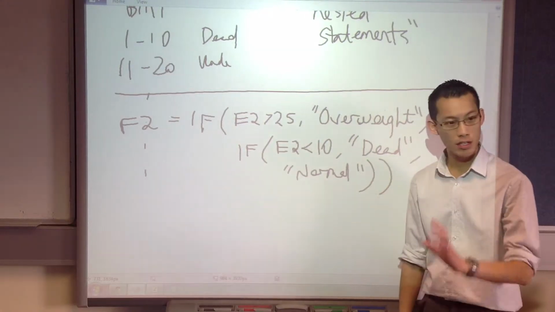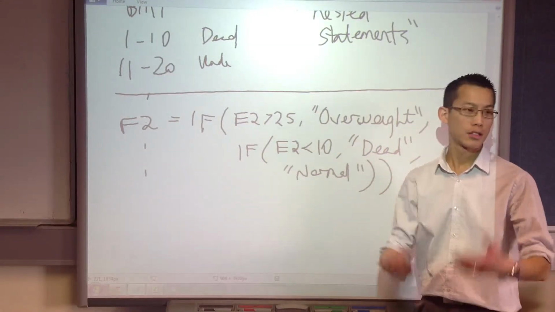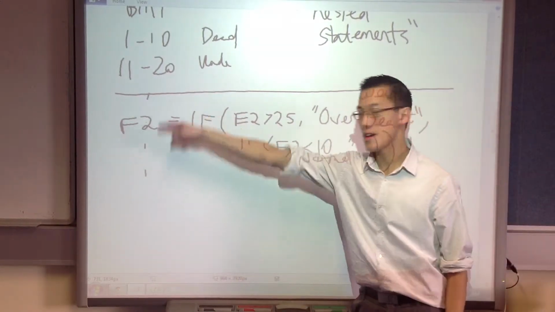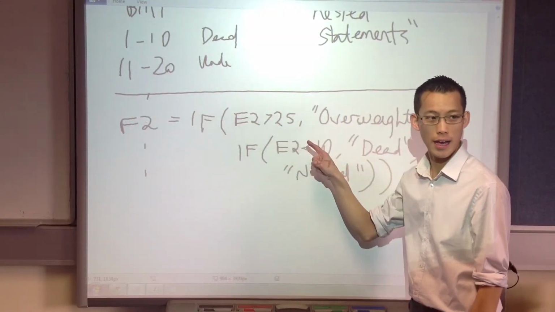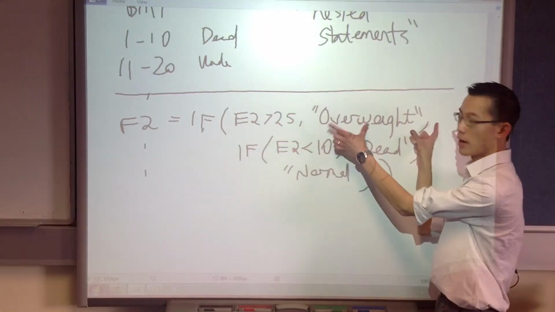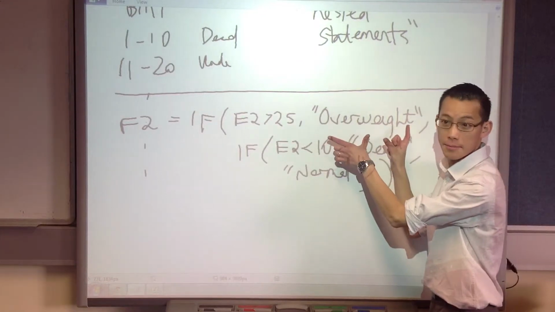So let's march through this and test it out. Suppose my BMI came out at 30. What happens? If BMI is greater than 25, it's 30, so it checks out. So this is what happens. That's what gets displayed.